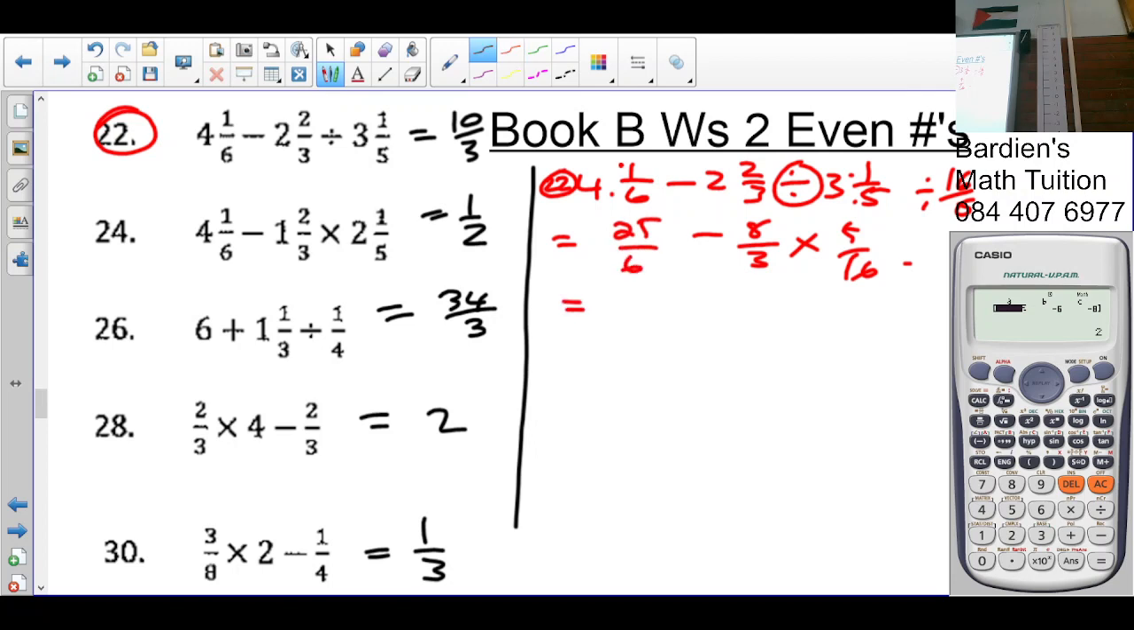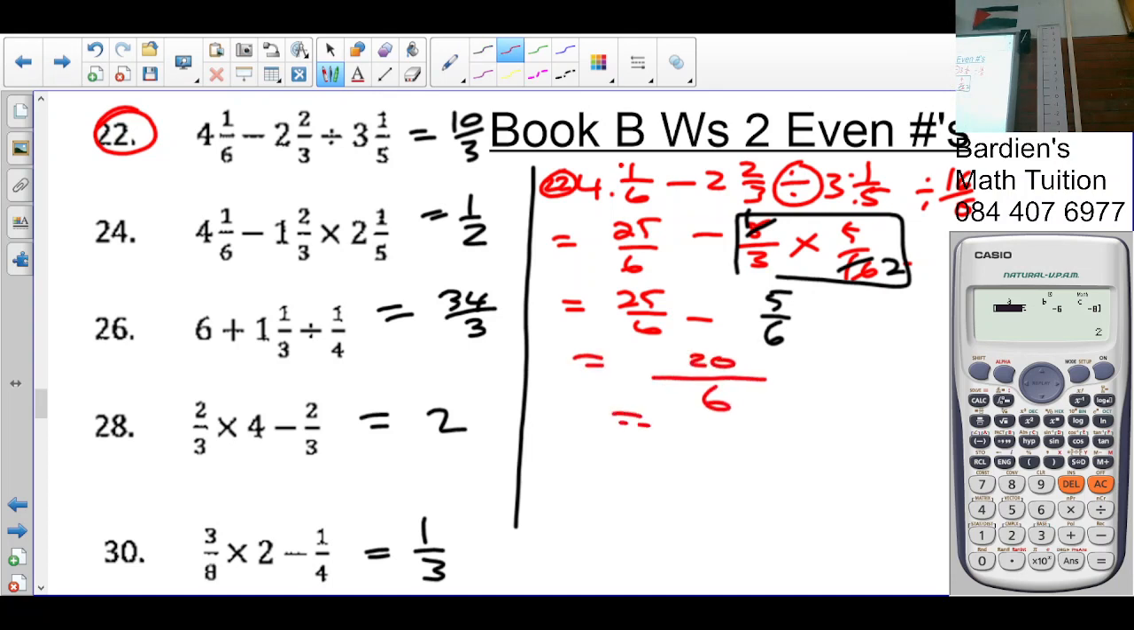So this needs to be done first. Do not find an LCM here. Okay? So 25 over 6 minus 8 goes into 8 once, 8 goes into 16 twice, 5 over 6. What's your LCM? 6. So I don't need to do anything. So it's 20 over 6. 2 goes into here 10 times, 2 goes into here 3 times. So it's 10 over 3.